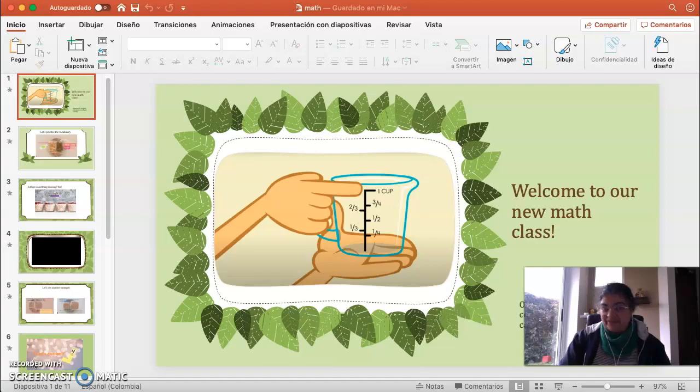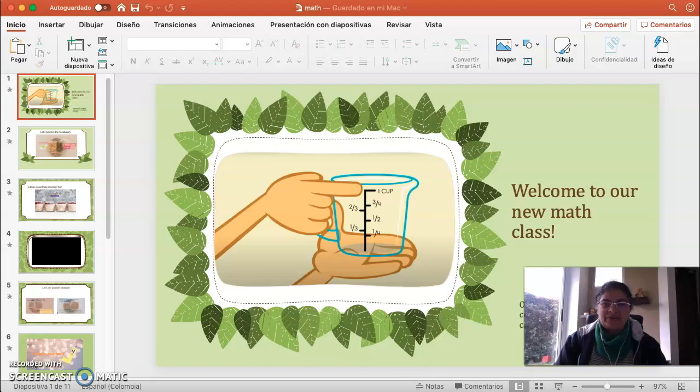Remember that in the previous class we were learning different concepts. We learned the word capacity, we learned holds more and holds less. And also in the video that you saw, we learned holds the same quantity.